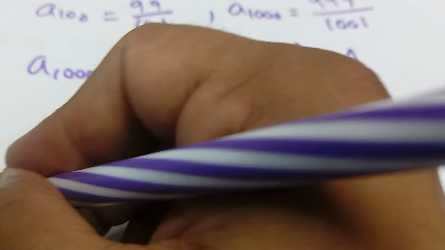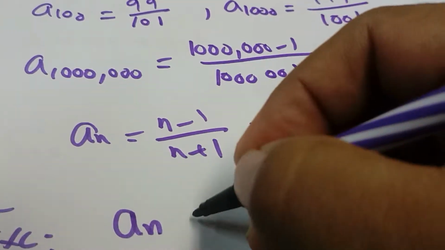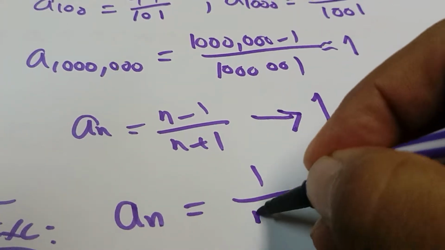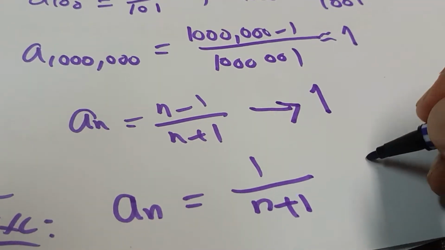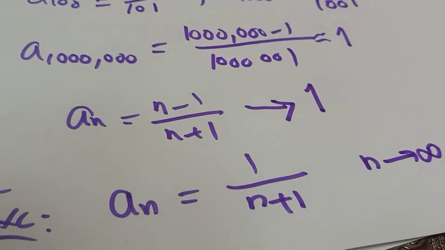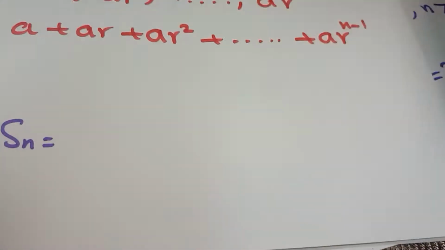I wish you could also try this exercise: if you have a_n equals 1 over n plus 1, see what will happen when n goes to infinity. n is a very, very large number. Okay.